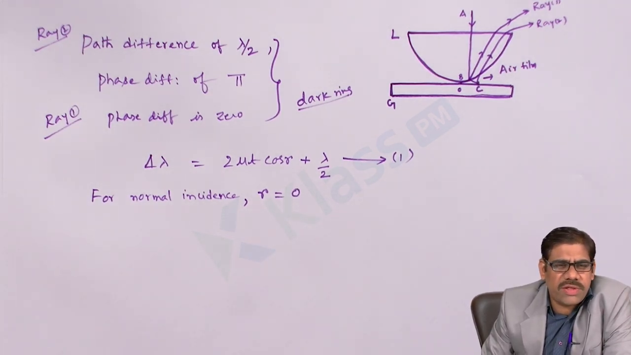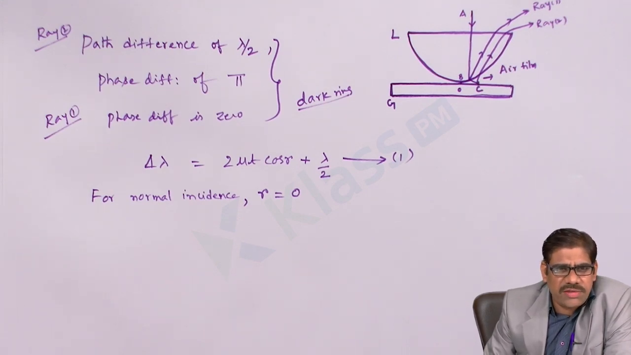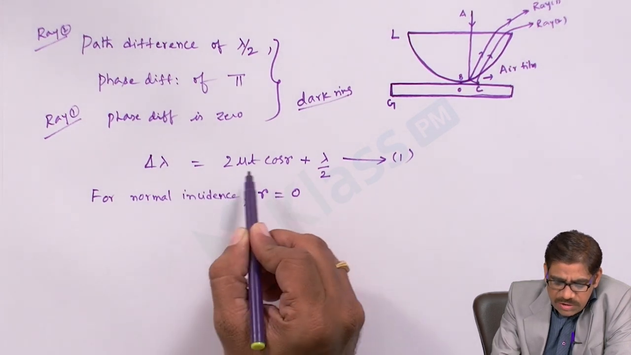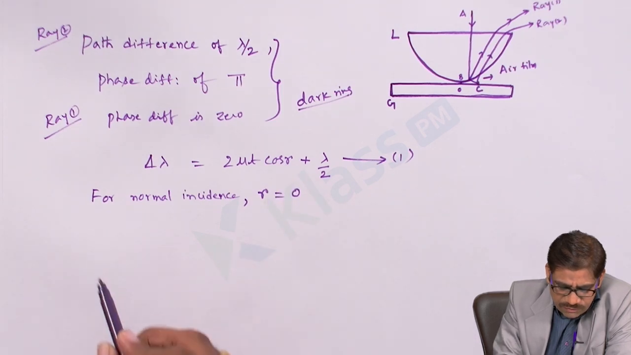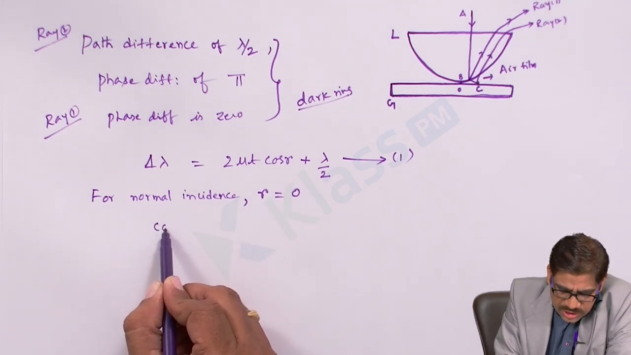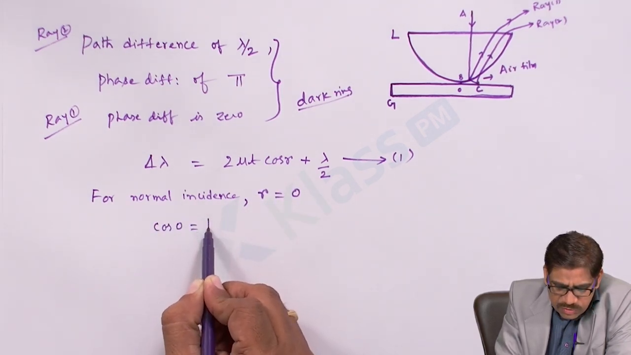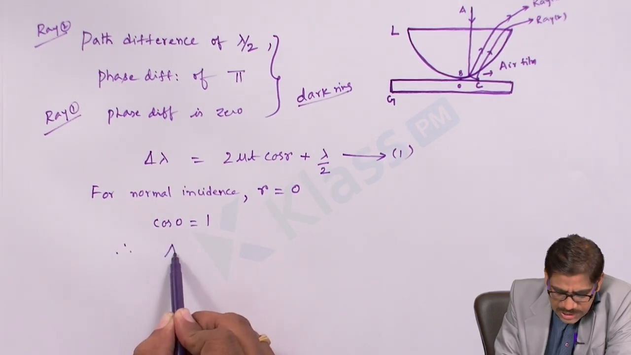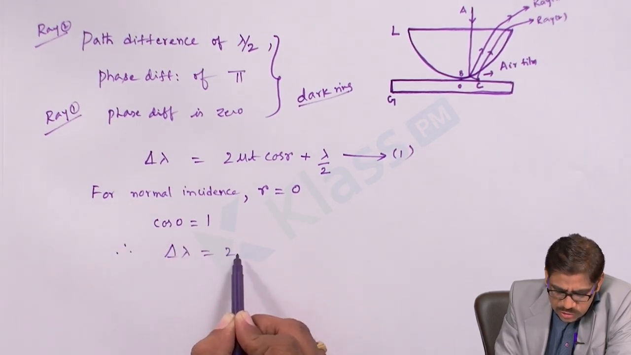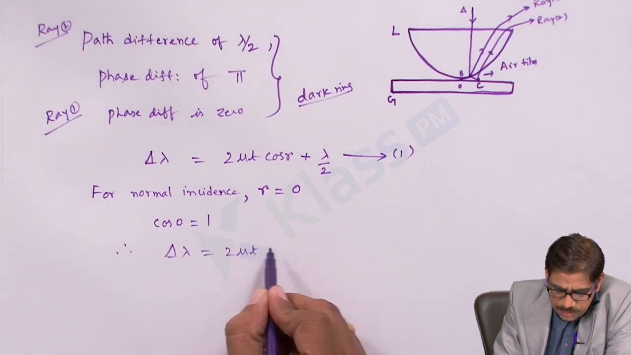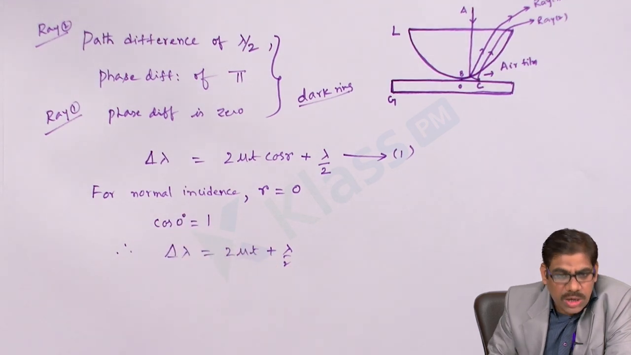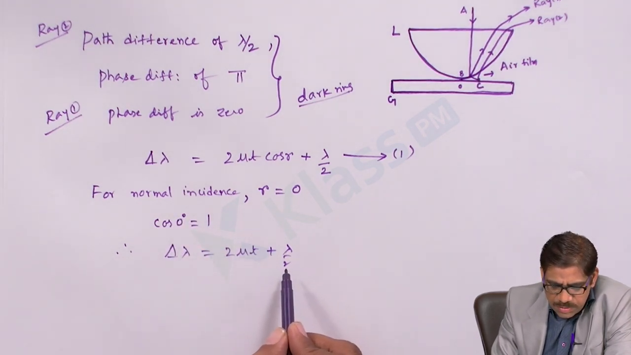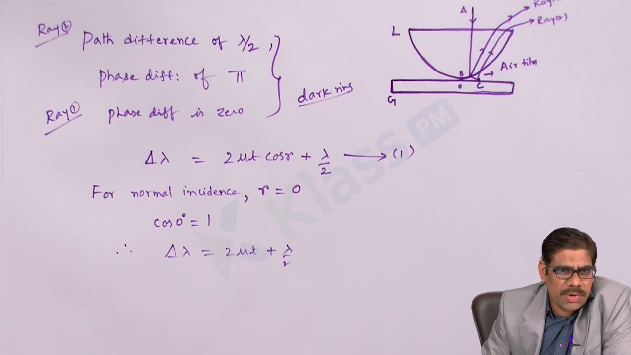For normal incidence, the value of r is supposed to be equal to 0. If you substitute the value of r in the above equation, as we know, cos 0 is equal to 1. Therefore, delta lambda is equal to 2 mu t plus lambda by 2, since cos 0 degrees is equal to 1. So, 2 mu t plus lambda by 2 is delta lambda.